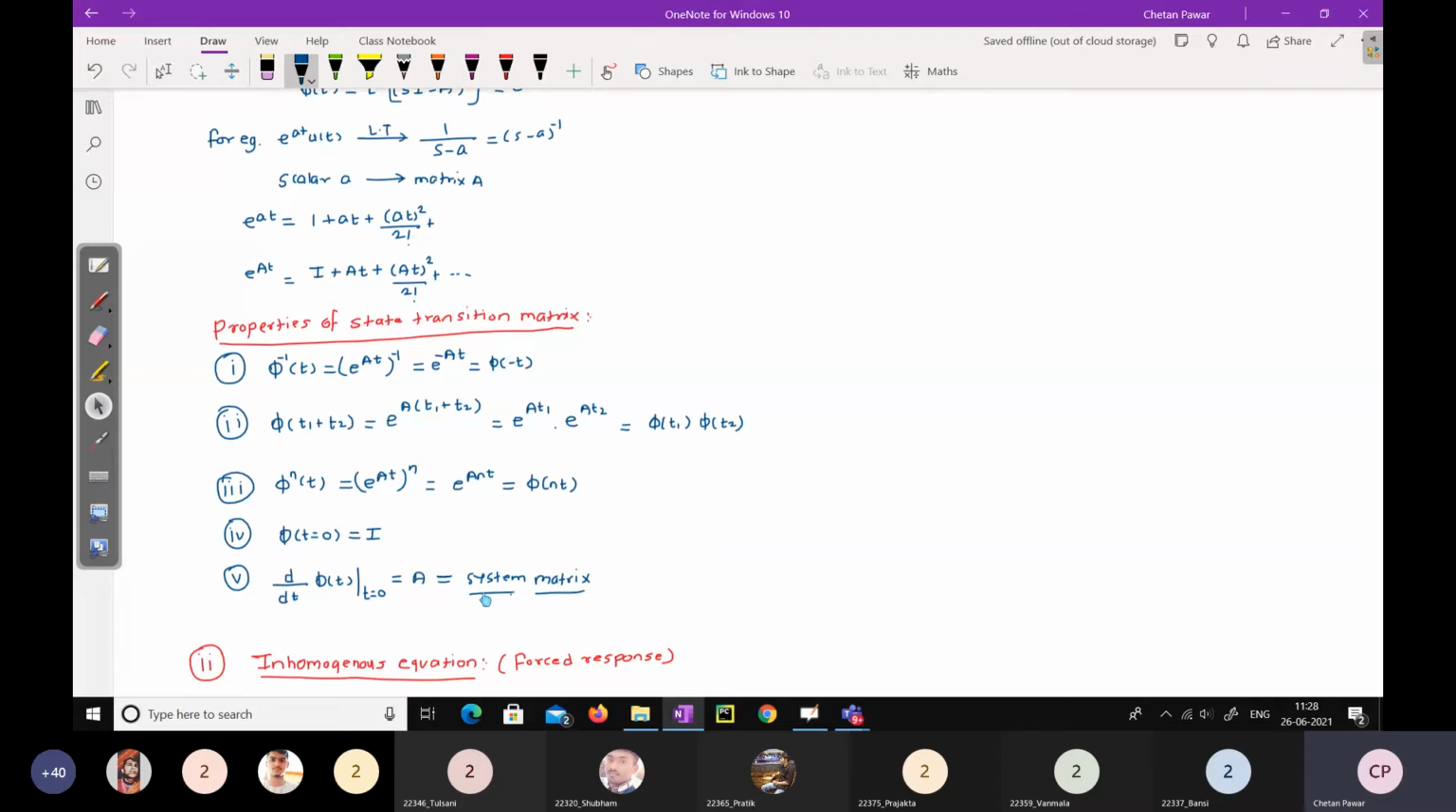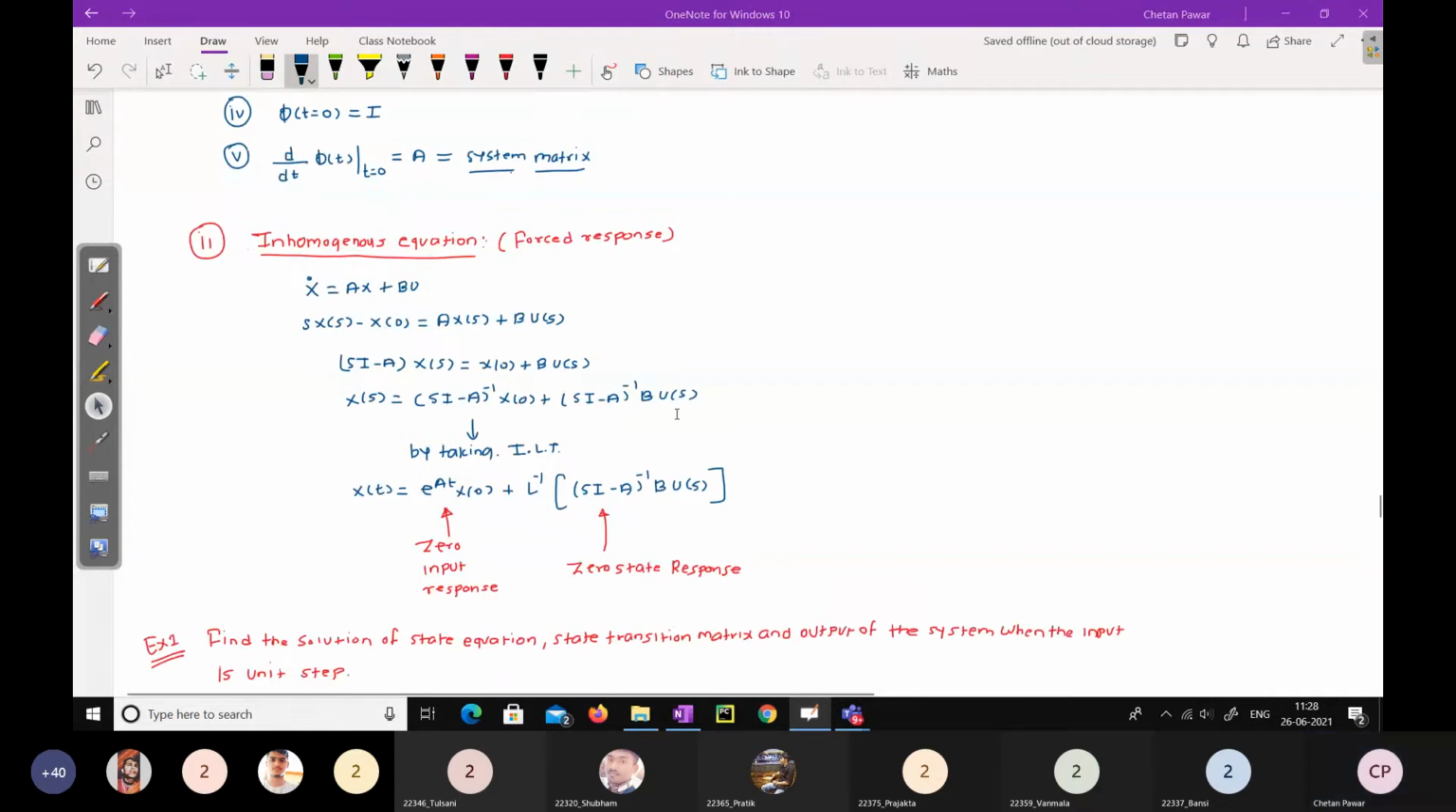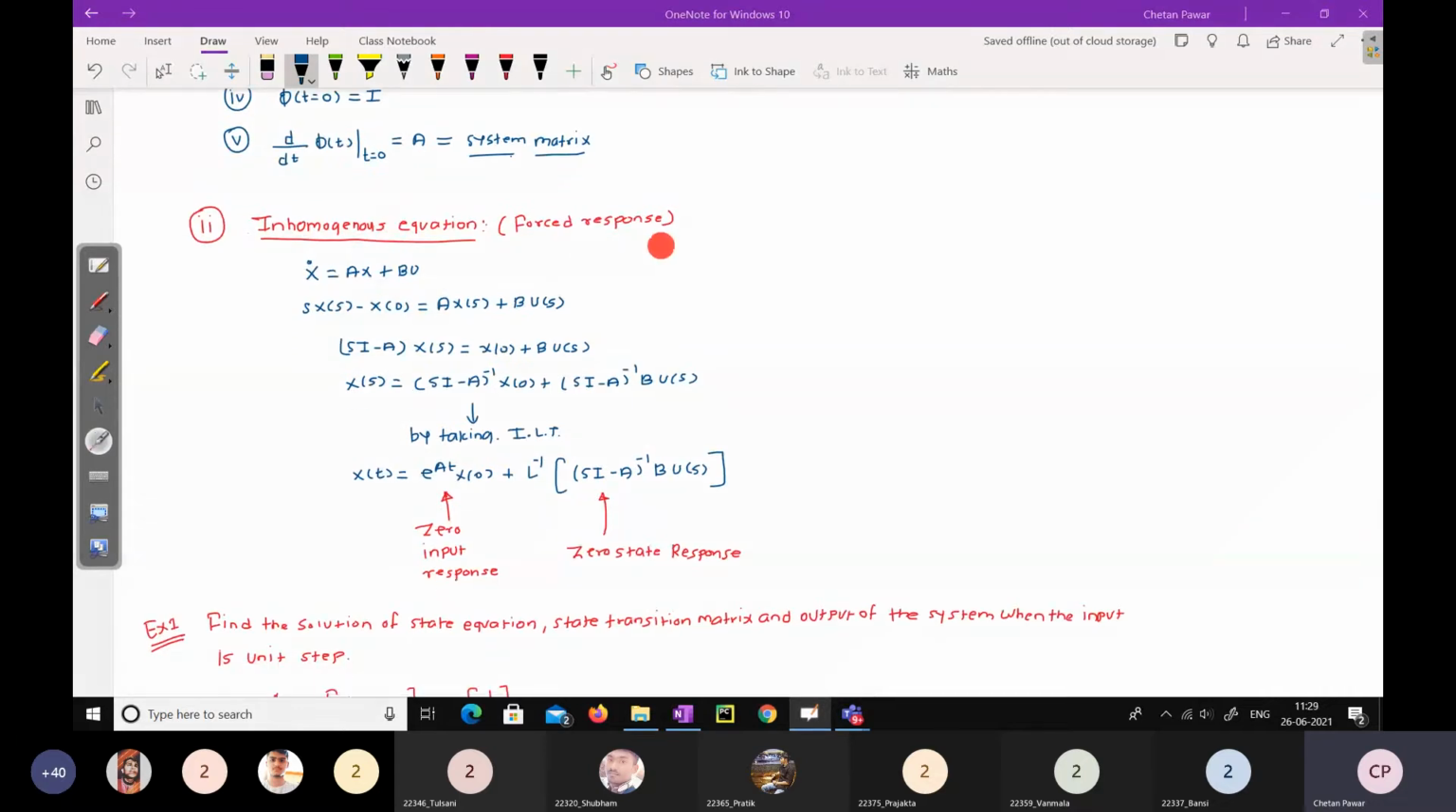Okay, so we have seen the homogeneous equation solution. Let us see the inhomogeneous equation. What is meant by inhomogeneous equation? Now we are applying input to the system, the forced response. We are forcing the input. So what is the state equation here? x dot is equal to Ax plus Bu. We are applying input also, so that's why the u term is non-zero here.